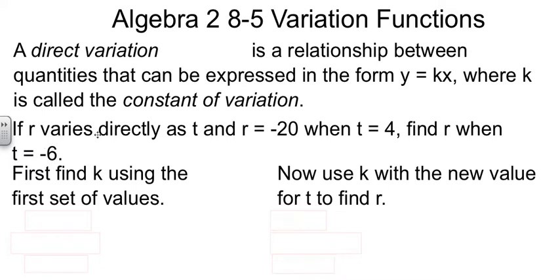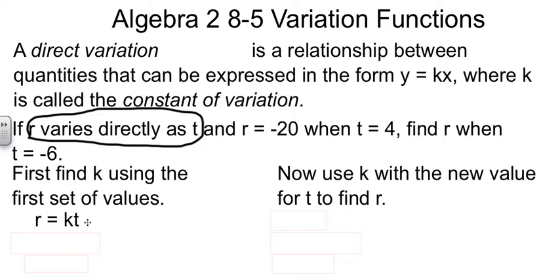So they tell me here r varies directly as t. R equals negative 20 when t equals 4. Our job is to find r when t equals negative 6. I see several things that are important. R varies directly as t. That tips me off to my equation. If r varies directly as t, then my equation is r equals k times t. This is varying against this. The one that's varying first is the one that goes independent over here.